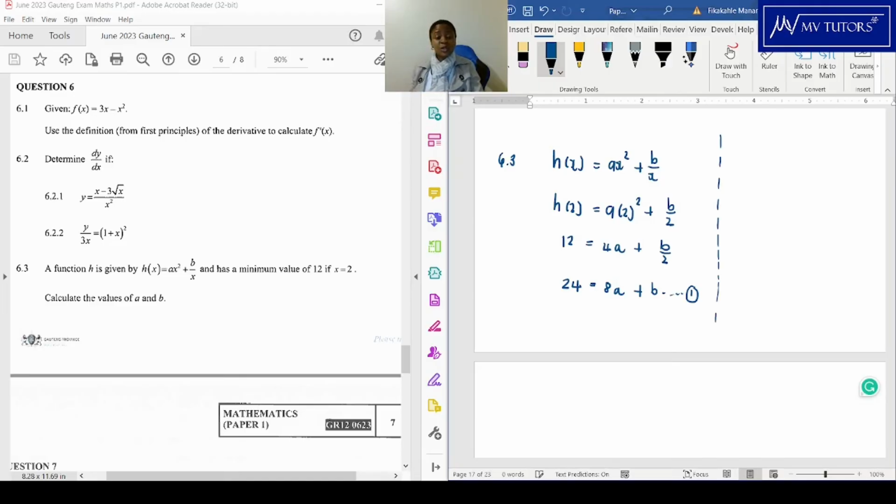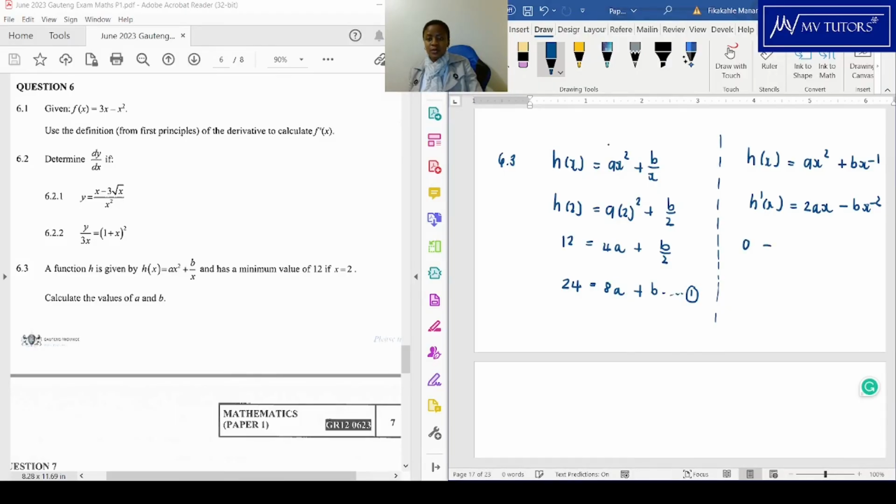I told you, as soon as you see the word minimum or maximum, just know you're going to work out the first derivative and make it equal to 0, because at a stationary point, that is where your gradient is 0. So let's get this equation and write it out. So we have ax squared, right? And you can say b times x to the power negative 1, right? So that we can determine the first derivative with ease. So we have 2ax minus bx to the power negative 2. And that is equal to 0.